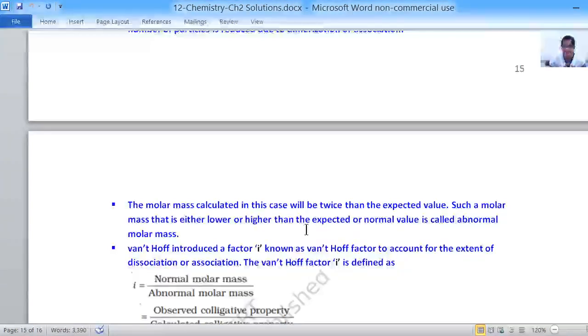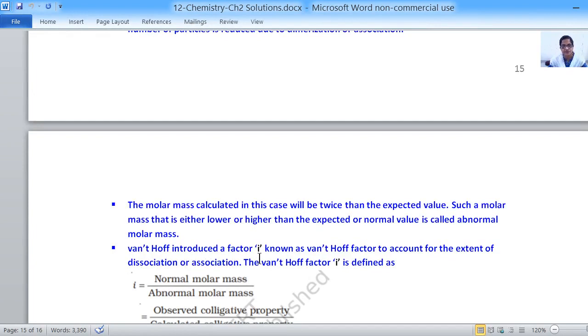But in the case of association, the second case we studied, two molecules of ethanoic acid will join together and form one molecule. The molar mass calculated will be twice the expected value. So there is a difference in the molar mass from the expected value. Such molar mass, which is either lower or higher than the expected or normal value, is called abnormal molar mass. Now next we will see Van Hoff.